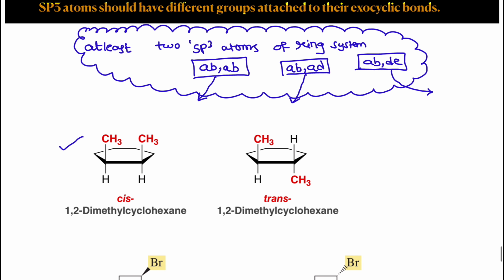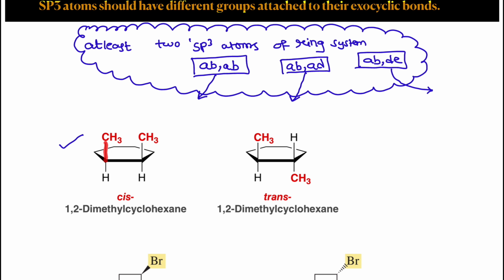So in the first case, if you see, methyl groups are on the same side of the ring system. Ring is planar, methyl groups are on the same side, and this is the shortest distance. Otherwise hydrogens are on the same side. Therefore this particular representation is said to possess cis configuration. Here the spatial orientation is said to be cis orientation.